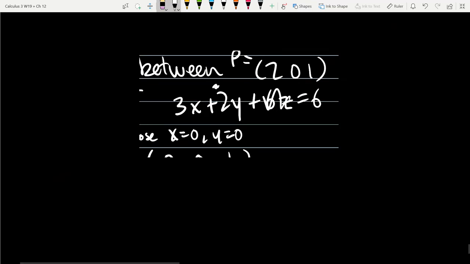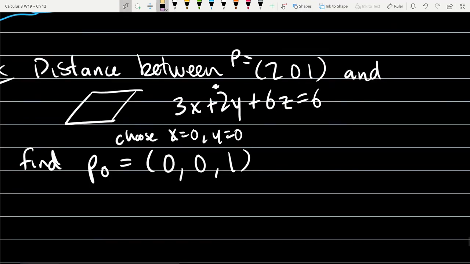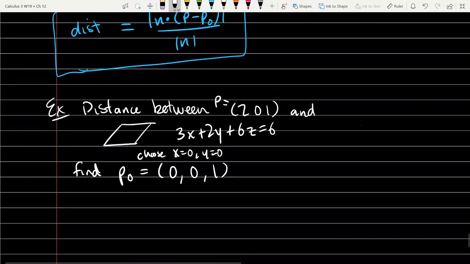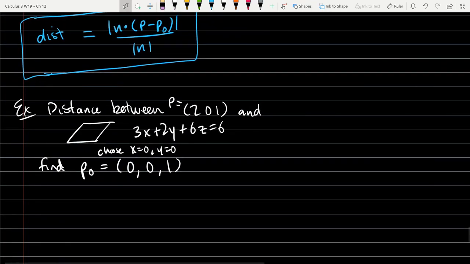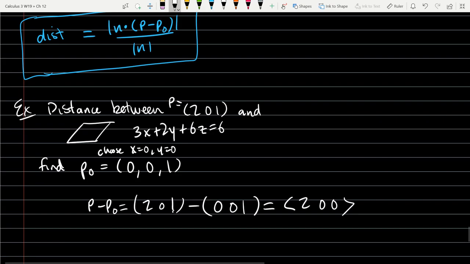All right, we need to get a dot product for the distance formula. So, P minus P naught is first. (2, 0, 1) minus (0, 0, 1). Again, I chose these numbers, so this would be super easy. (2, 0, 0). All right.